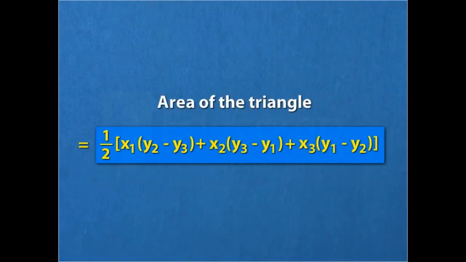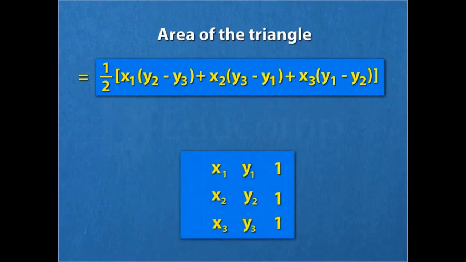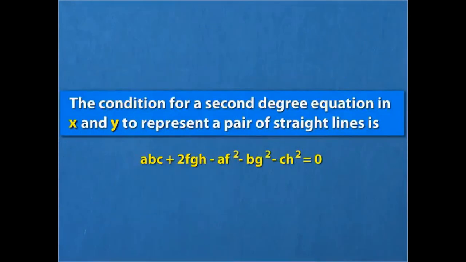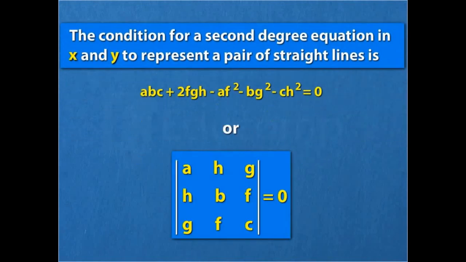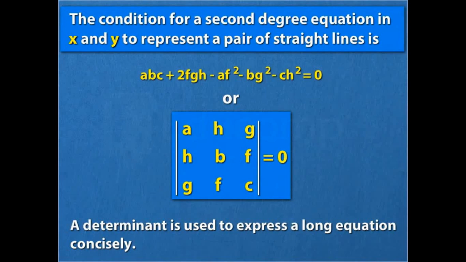You can also represent this expression by a square arrangement between two vertical lines. Such an arrangement is called a determinant. The condition for a second-degree equation in x and y to represent a pair of straight lines can also be expressed in the determinant form. Thus, a determinant is used to express a long equation concisely.